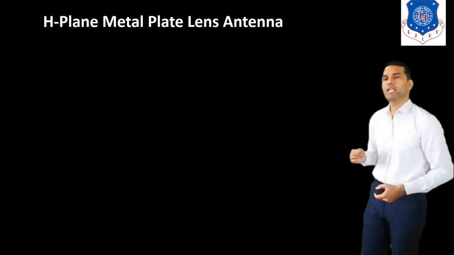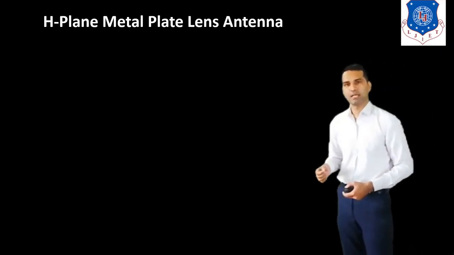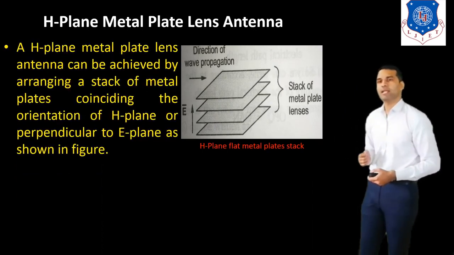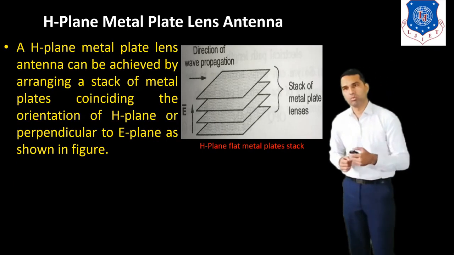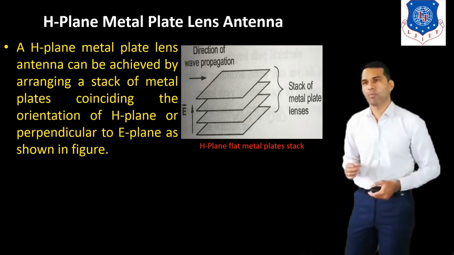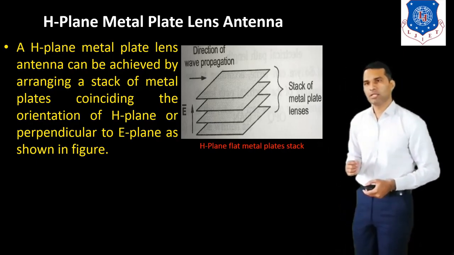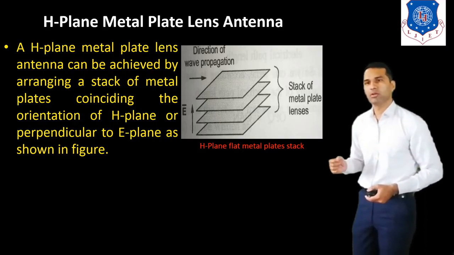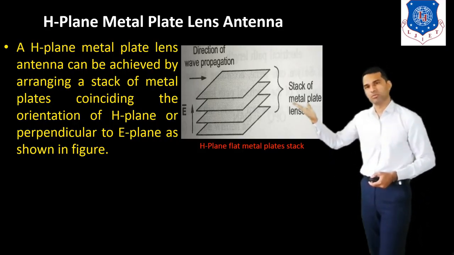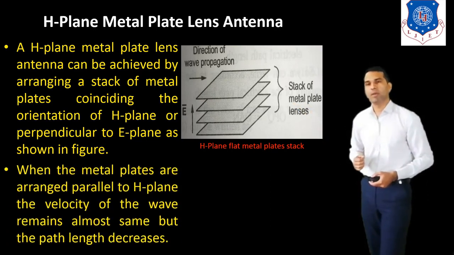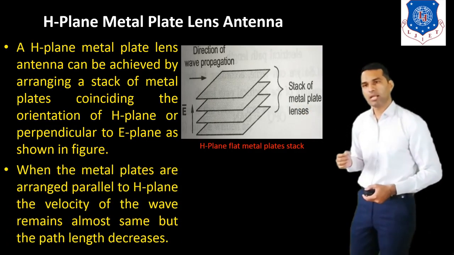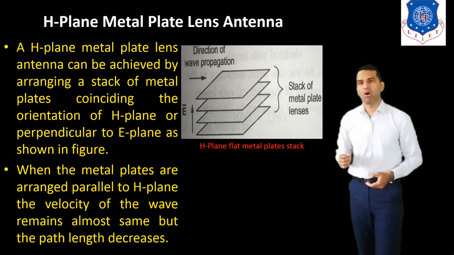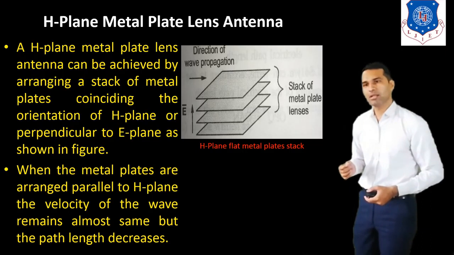Now we discuss the H-plane metal plate lens antenna. The H-plane metal plate lens antenna can be achieved by arranging a stack of metal plates with the orientation of H, or perpendicular to the E plane, as shown in this figure. When the metal plates are arranged parallel to the H plane, the velocity of the wave remains almost the same but the path length decreases.